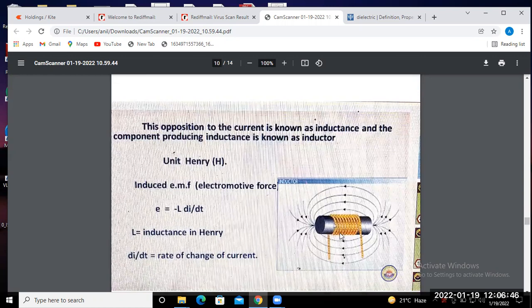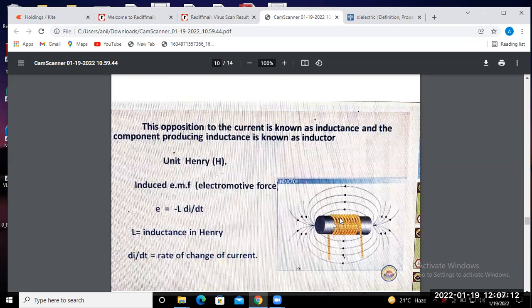This is your coil. A supply of alternating current is given through this coil, and the flux direction you may find out. That means through this direction is the flow of the flux path, the magnetic flux going from this side to this side and this side to this side.